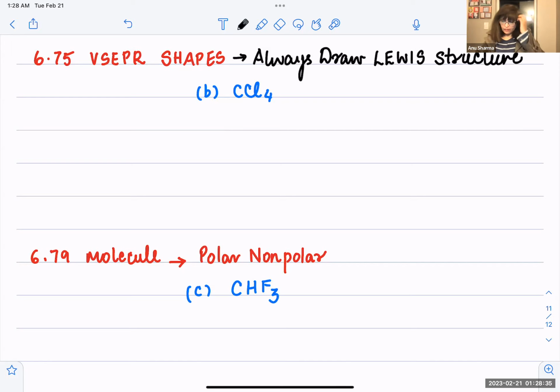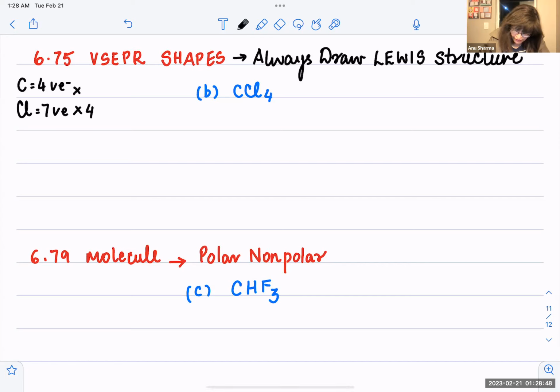Okay, now, same story, we are going to do. Carbon has 4 valence electrons. Chlorine has 7 valence electrons, and there are 4 chlorines. There is only 1 carbon. So we have 4 plus 7 times 4, which is 28, so a total of 32 electrons. Okay, 32 total valence electrons.